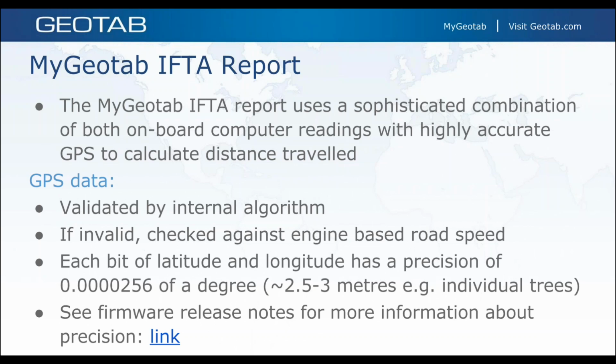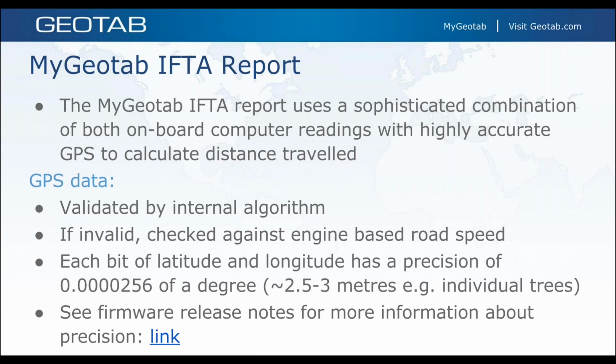So just to go over a bit about our GPS system, the GPS data itself is very accurate and goes through quite a few internal checks in the device itself, actually, before it's even logged. So there's an internal algorithm, a patented algorithm, which validates all of the logs. So we have that first check, and then furthermore, most vehicles nowadays also log engine-based road speed, so we also check the speed against that piece of engine data if we do not get a perfectly valid latch at the time. So we can still actually log a valid speed.